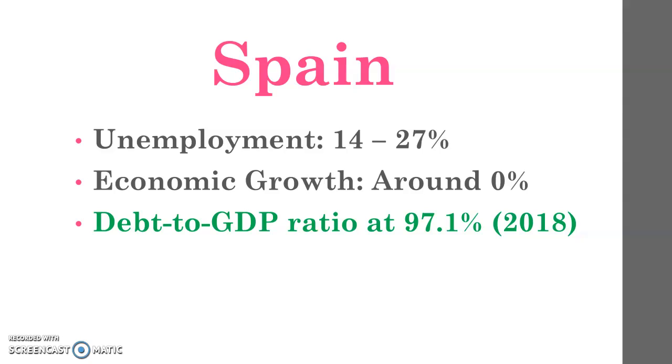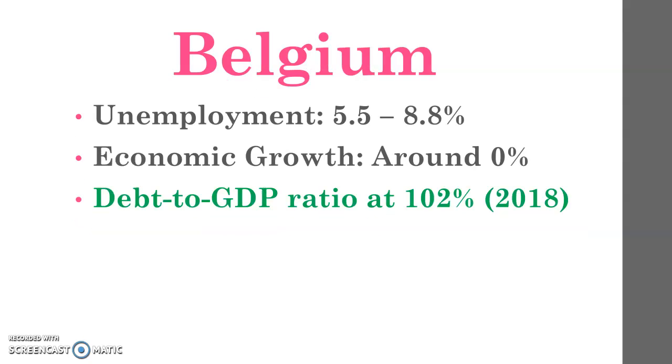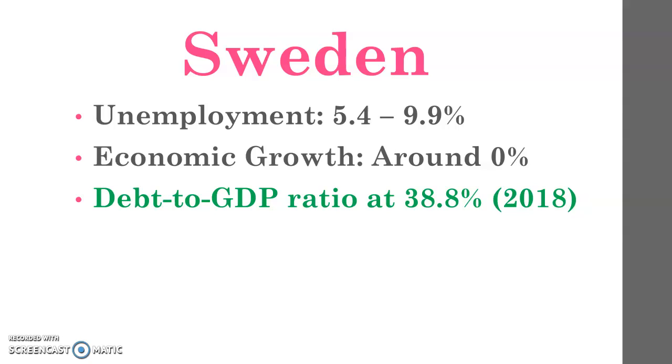Belgium, 5.5 to 8.8 unemployment rate, which is not that much worse than the U.S., but it is worse if you average up the low rate to the high rate. If you do an average of the lowest unemployment rate and the highest unemployment rate during this time, you see that it's actually slightly worse than the U.S. Again, economic growth rate, 0%. Debt to GDP ratio, very close to the U.S. at 102% as of last year. Sweden, another country that does worse than the U.S. in the unemployment rate and an economic growth at 0%, but its debt to GDP ratio is pretty low at 38.8% as of last year.